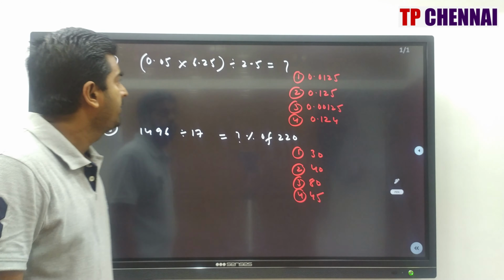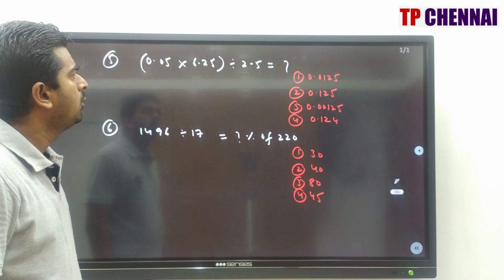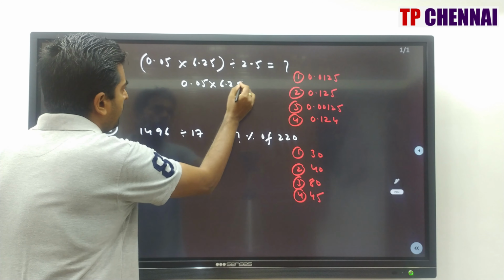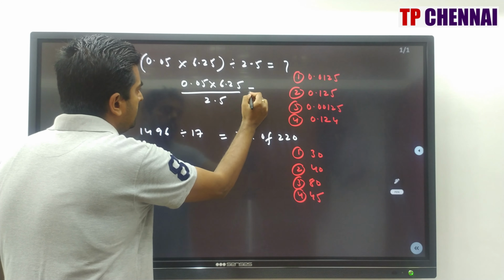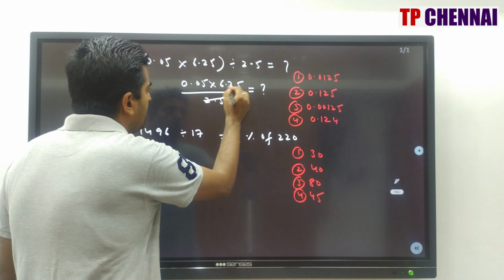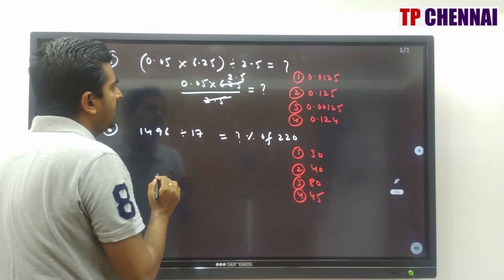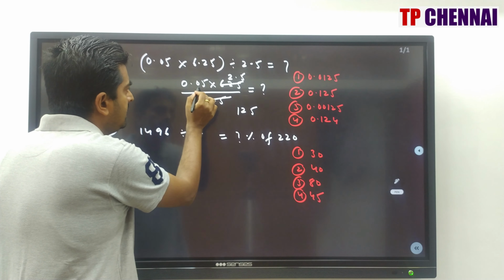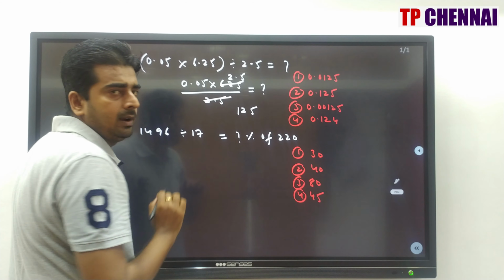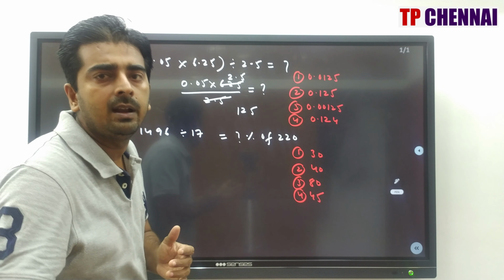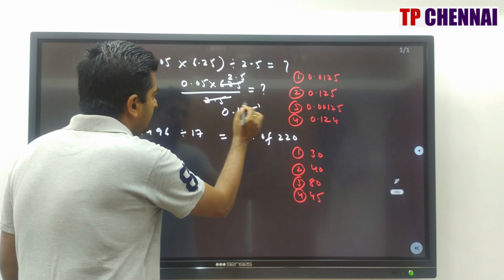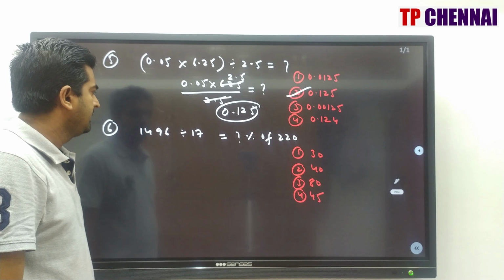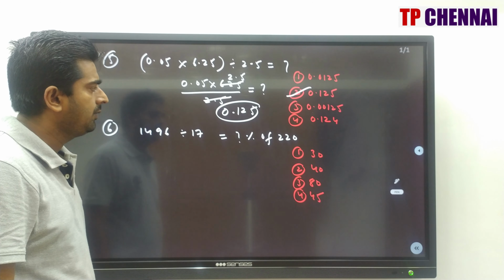So now we see question number 5. 0.05 into 6.25 whole divided by 2.5. So this is 0.05 into 6.25 divided by 2.5 is equal to question mark. This is 2.5 times 0.05 into 2.5. What is 25 into 5? 125. From the right hand side, after 2 digits you are having decimal. From the right hand side, after 1 digit you are having decimal. So totally from the right hand side, after 3 digits you are going to have decimal. So what is my answer? 0.125. Second option.